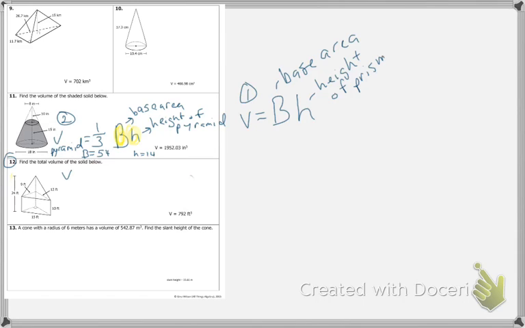All right, so we fill in the pyramid. The volume of the pyramid is equal to 1/3 times 54 times 14. This is equal to 252. So we have this volume here.